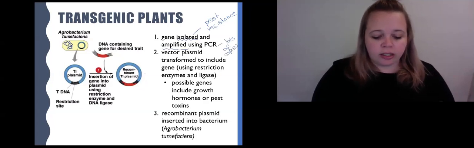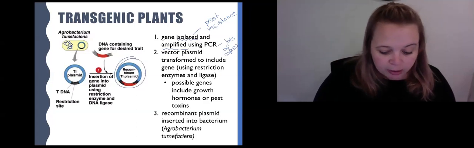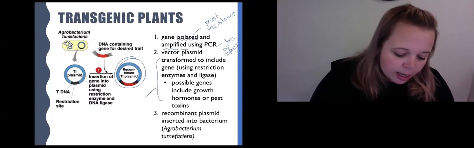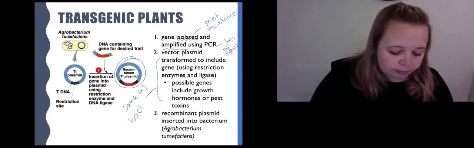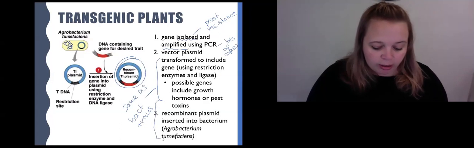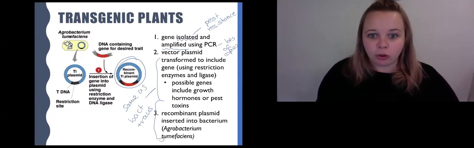We then insert that gene into a vector plasmid and it becomes a recombinant plasmid. So this is the same process as bacterial transformation. And then we insert that all into a bacterium. In this case, the bacterium is Agrobacterium tumefaciens.